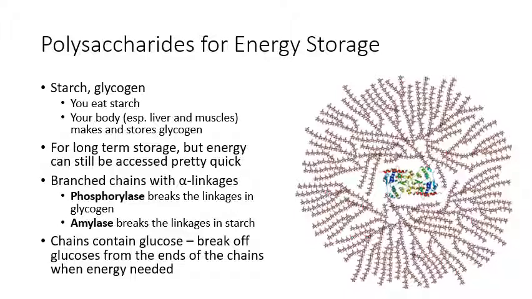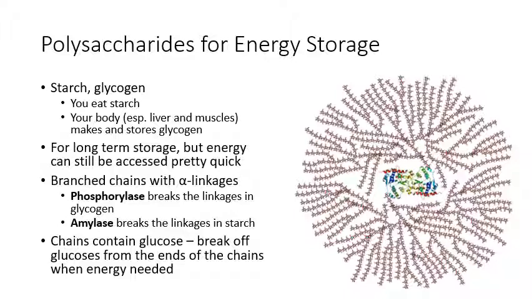So wherever you have a chain ending in one of these polysaccharides, that's where you're going to be able to have an enzyme come and break a glucose off the end of the chain, and then you can use that glucose to build ATP. And you have a couple different enzymes that would be responsible for that.